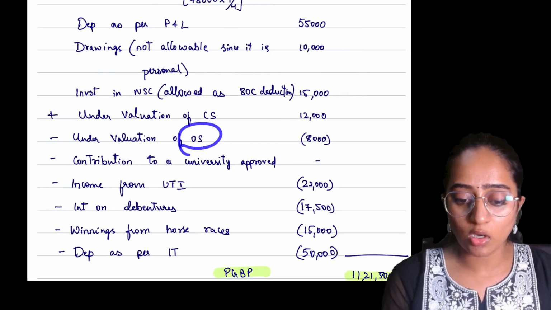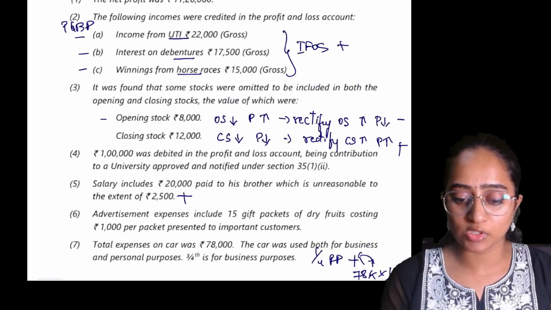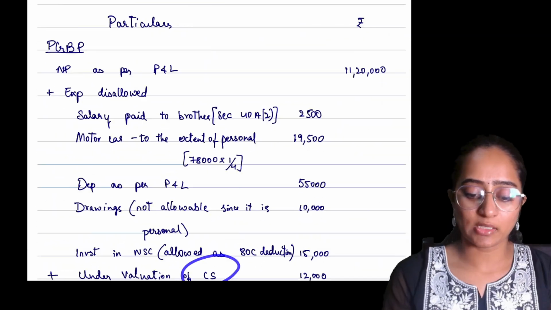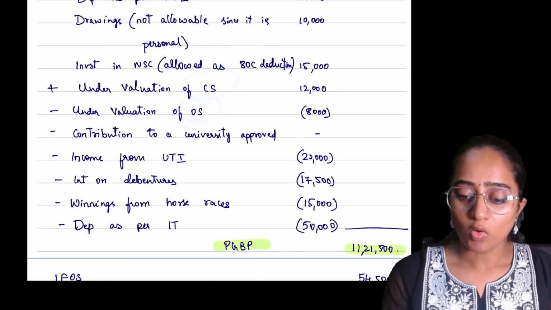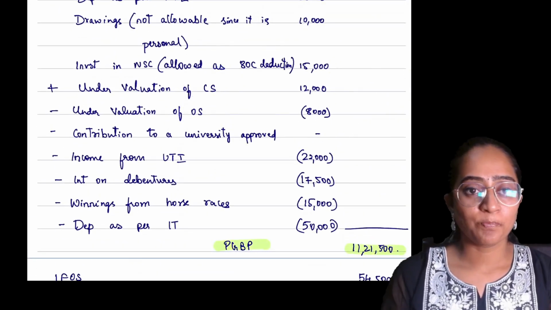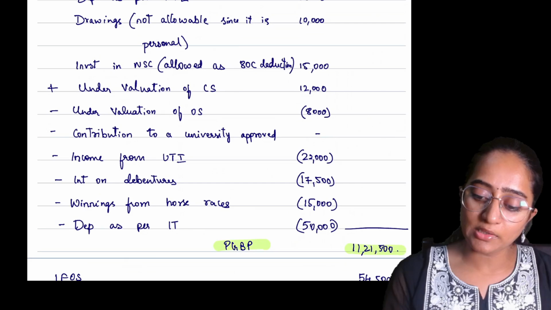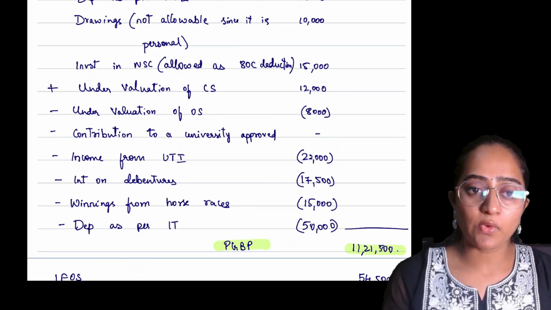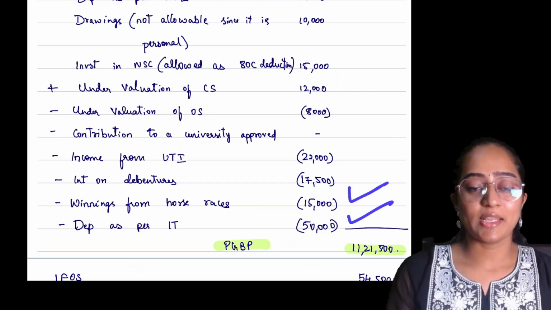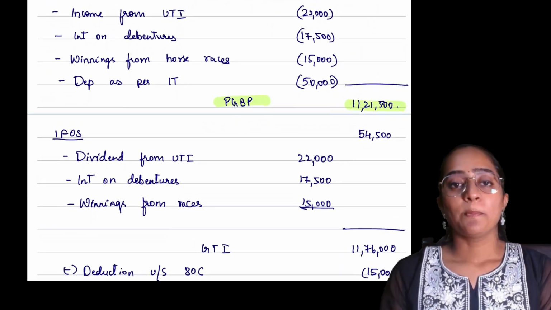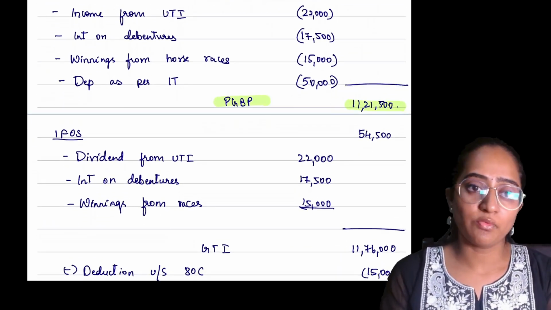Undervaluation of opening stock or undervaluation of the closing stock. See, closing stock is added, opening stock is subtracted. That is what we have done. Clear? Contribution to the university approved, minus. Income from the Unit Trust of India, that is also minus. Interest on debentures. Winnings from horse races. Depreciation as per income tax. The total sum would sum up to your PGBP 11,21,500.